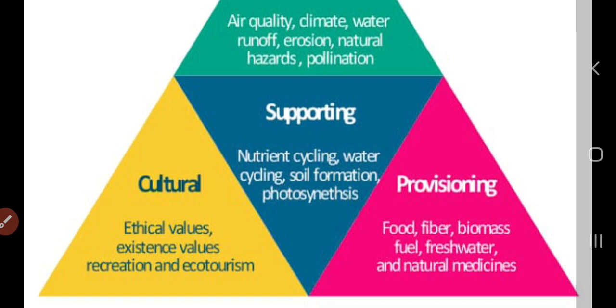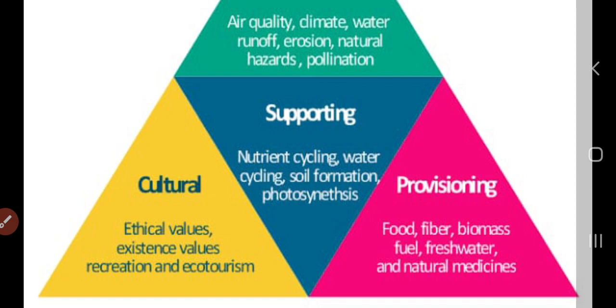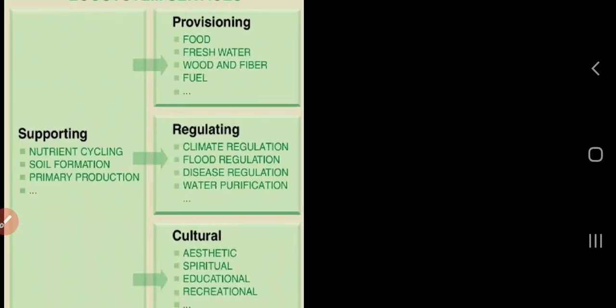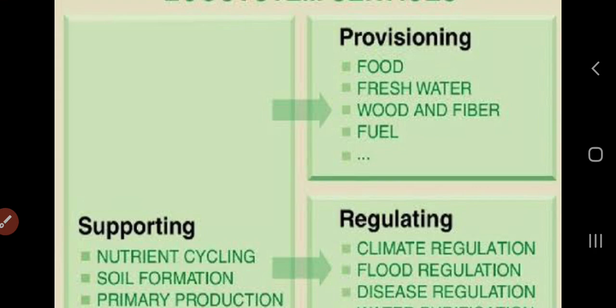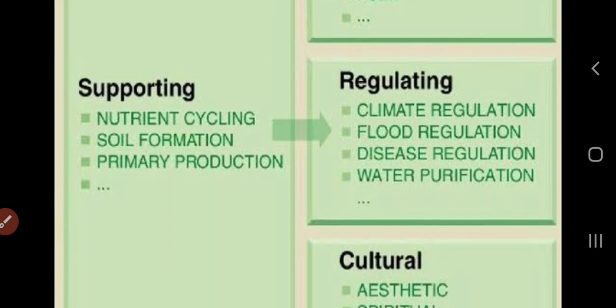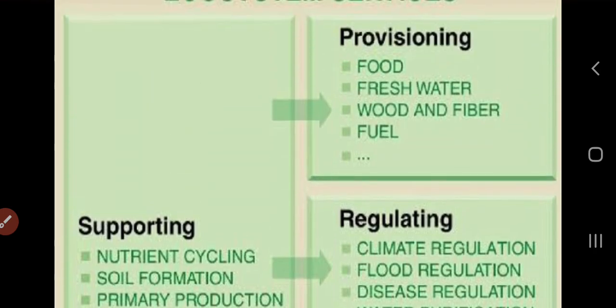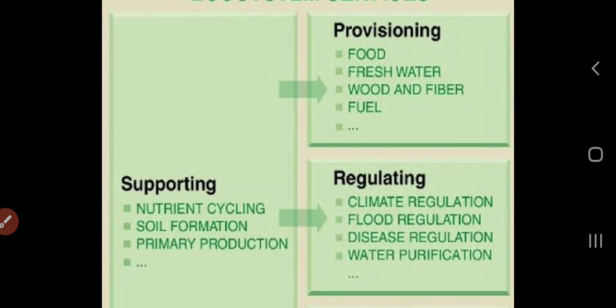Similarly, cultural services means ethical values, existence values, recreational, ecotourism, or educational values. Similarly, provisioning services means energy outputs or raw material. That means food, fiber, biomass, wood, fuel, fresh water, and natural medicines. Similarly, this diagram also highlights provisioning, regulating, cultural, and supporting services with examples. You must remember these things.